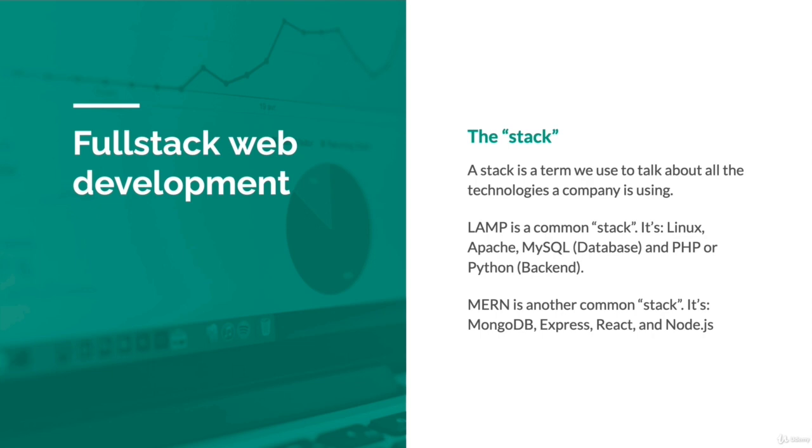Let's talk about the stack. A stack is a term we use to talk about all the technologies that a company is using, and stacks can be different. Two popular stacks are LAMP and MERN. LAMP is a common stack. It's Linux, Apache, MySQL for the database, and PHP or Python for the backend. And MERN is another common one. This one is pretty much all JavaScript. It's MongoDB, the Mongo database, Express, React.js, and Node.js as the backend language.